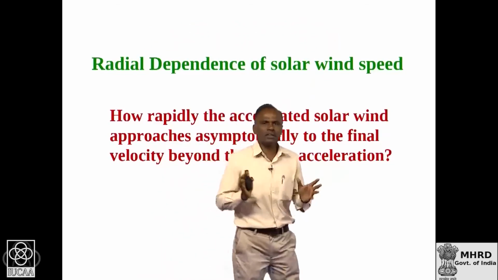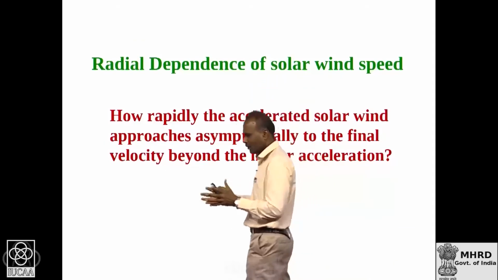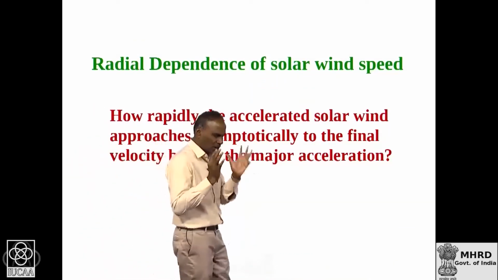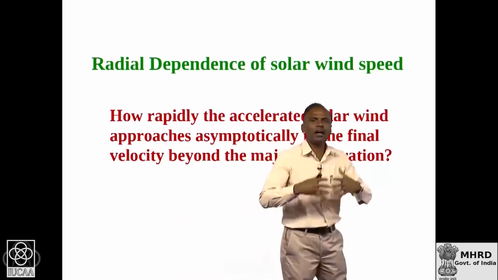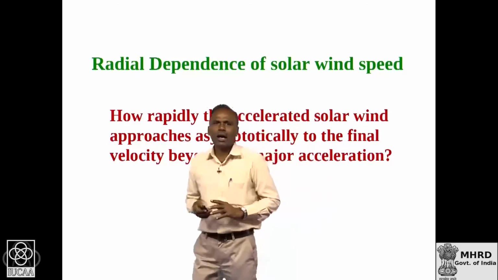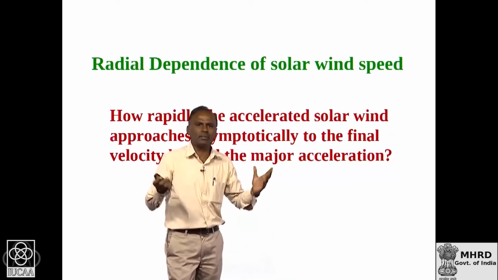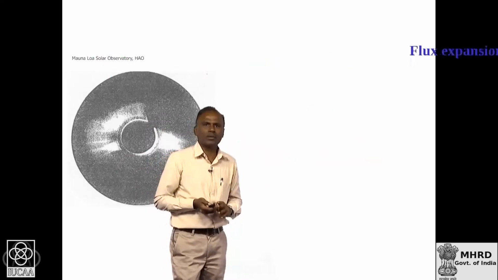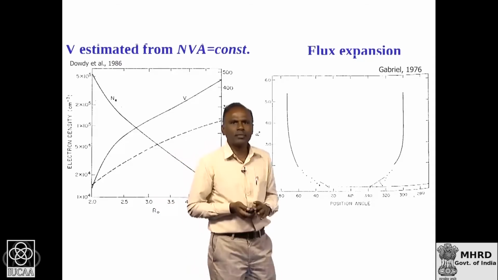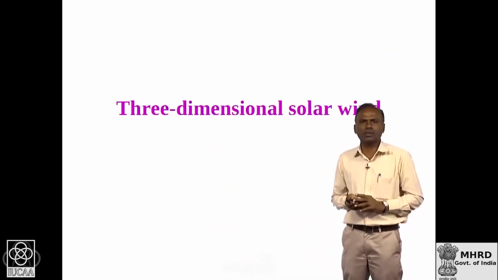Okay, the radial dependence of the solar wind. So, so far we saw the origin of the solar wind. So, for the origin, thermal energy plays a major role, magnetic energy plays a major role, and how the magnetic field evolves with distance from the sun also plays a major role. How rapidly the solar wind is accelerated, and then reaches the final speed actually. Okay. So, for example, we see the expansion factor, and the continuity equation also plays a role.